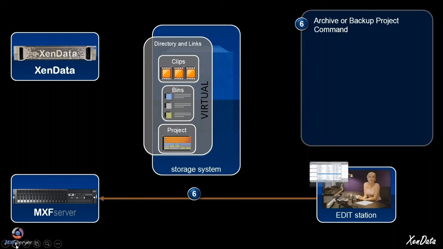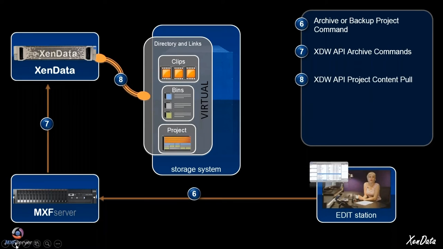So when that archive and backup project command is issued by using the new interface, what is going to happen is the MXFserver will issue a series of XenData workflow API commands to archive the material. The XenData server at that point in the background is going to establish a connection to the central storage where that material is, and it's going to start pulling the content into whatever means is available to send data to archive the material. Again, LTO, ODA, cloud.